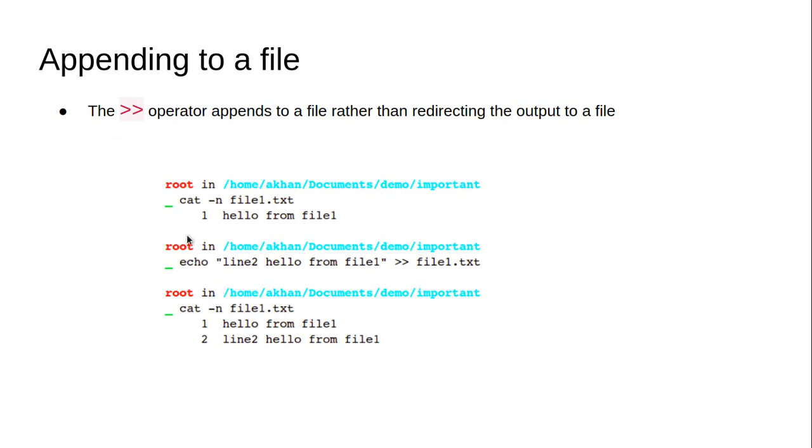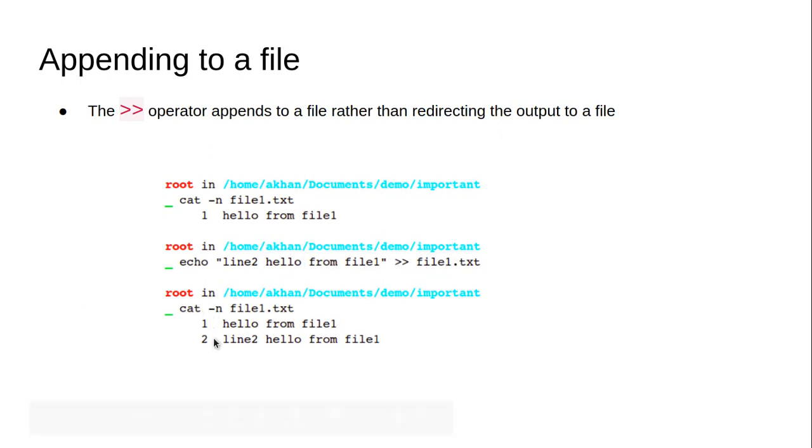And what is happening here is, let's say I have this file file1.txt, and I am checking the content of the file. It has only one line, hello from file1. Now what I am echoing here is basically line 2, hello from file1. Now if I check the content of the file, I am appending it to file1.txt again. So file1.txt had its original contents, and now I am appending this line 2, hello from file1 to file1.txt.